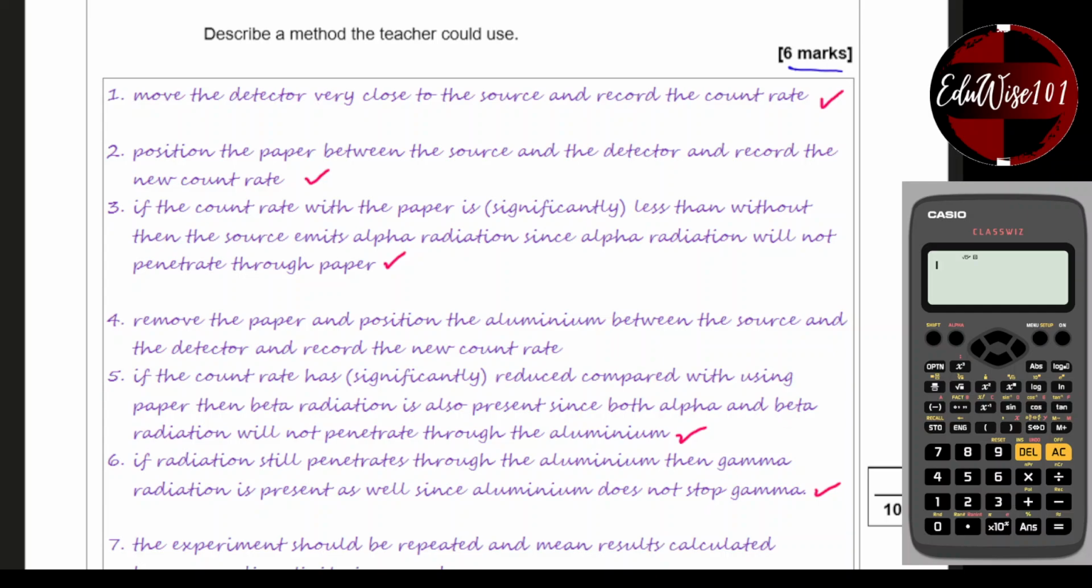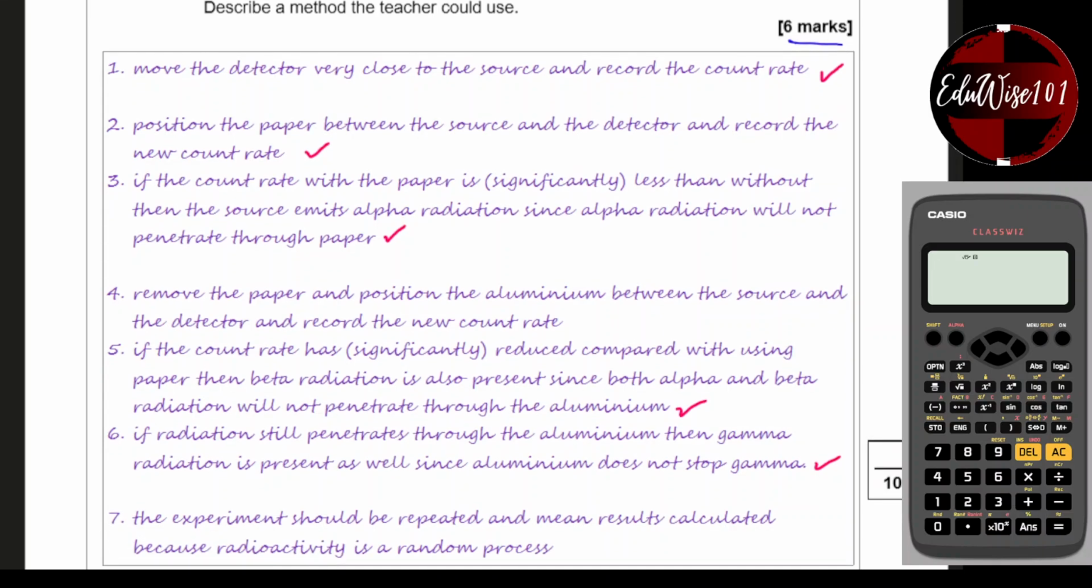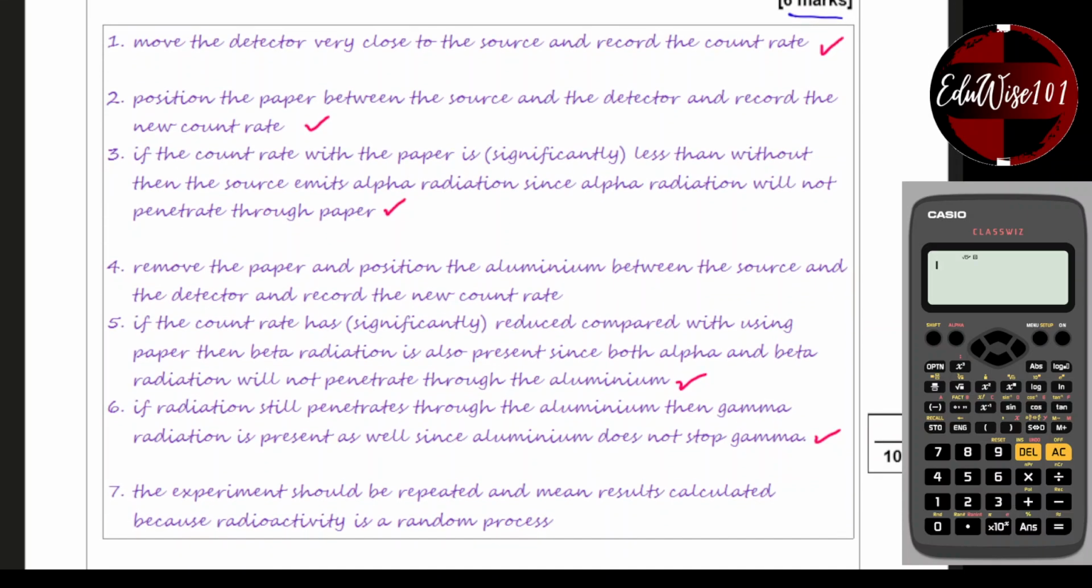And for the 6th mark, you need to mention the experiment should be repeated and mean results calculated, because radioactivity is a random process. That gives you the 6th mark. That brings us to the end of question number 2, and I will see you in question number 3.